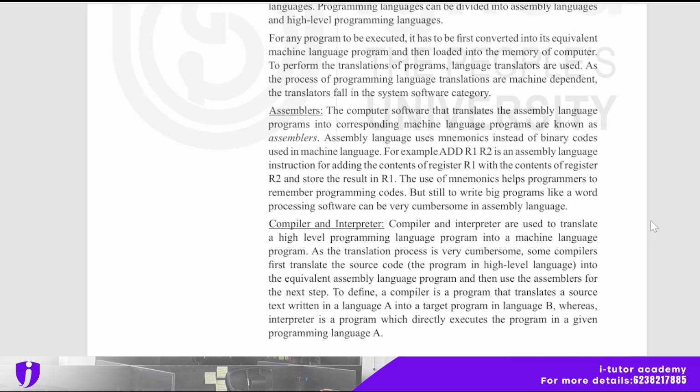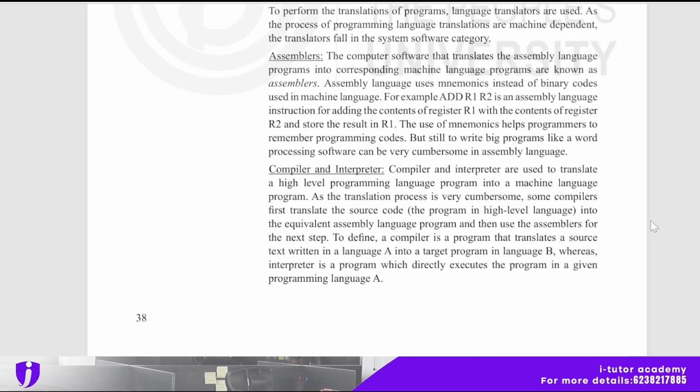Next, the compiler and interpreter. Compiler and interpreter are used to translate a high level programming language program into a machine language program. As the translation process is very cumbersome, some compilers first translate the source code, the program in high level language, into the equivalent assembly language program, and then use the assembler for the next step.